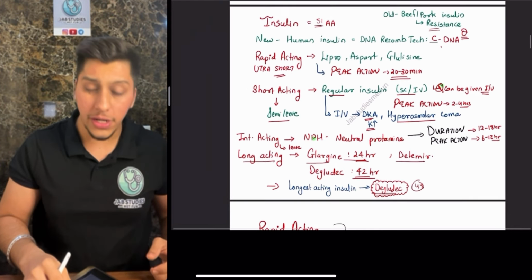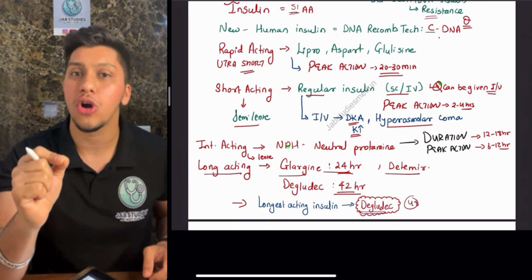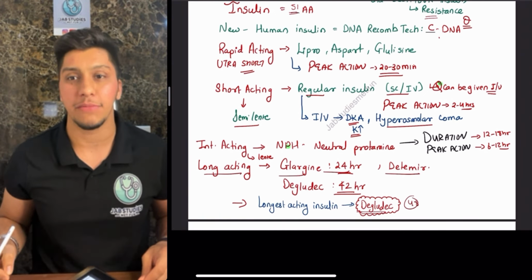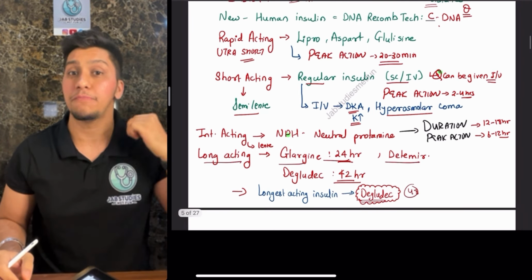And remember, please let me know in the comments what is the most common cause of death in diabetic ketoacidosis, because this has been repeatedly asked in the exam as well. Okay, we discussed about this in the previous video.